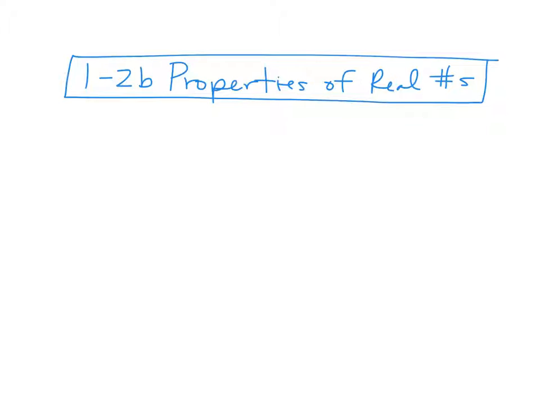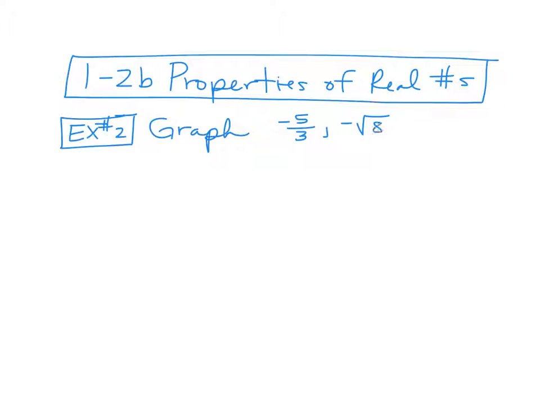So before we get into all of those properties, we are going to do what is example 2 in the book. I numbered that weird, I wrote it different. I want you to graph. On a number line, you're going to graph these numbers: -5/3, negative root 8, and negative 2.3 repeating. Okay, so on a number line, where would those fall?